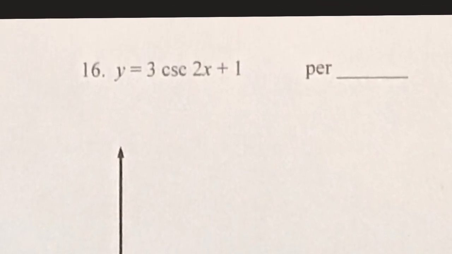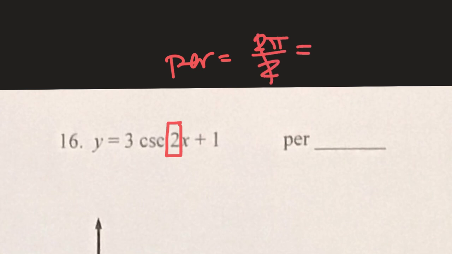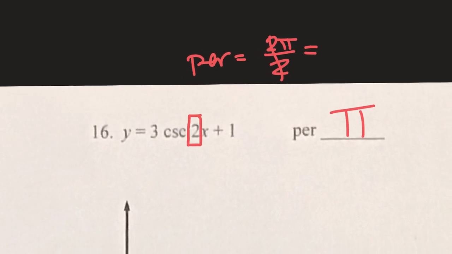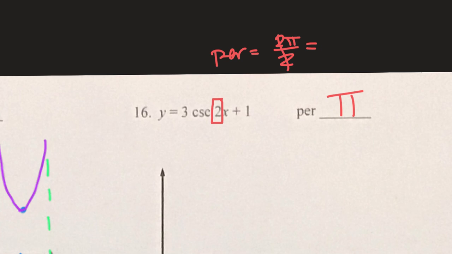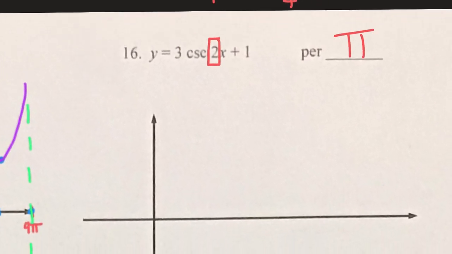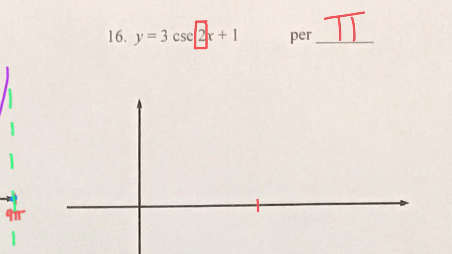A little more complicated: 3 cosecant of 2x plus 1. So first our period. 2 pi divided by 2 is going to be just pi. So our graph has a period of pi. It's going to be significantly skinnier than the graph that we just had over there, where we had a period of 2 pi. But we're just going to come over here and put pi on your x-axis. We label the period, which means our second period is going to end at 2 pi.